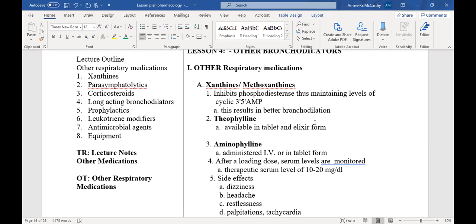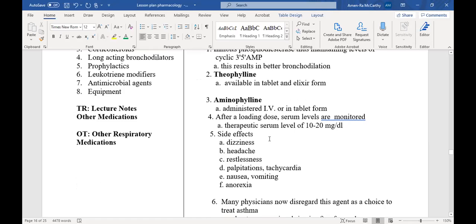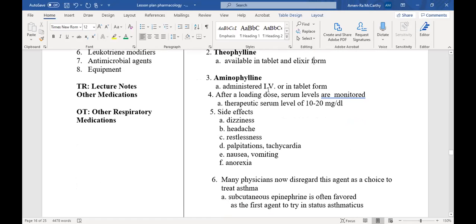So what you need to know about them is, theophylline is available only in tablet or syrup. Okay, elixir is a syrup. Aminophylline is given IV or in a pill. Okay, but this is how it works. There's a loading dose involved. We give you a massive amount of it first, and then we check your blood levels to see if your level of xanthine is still 10 to 20 milligrams per deciliter of blood.